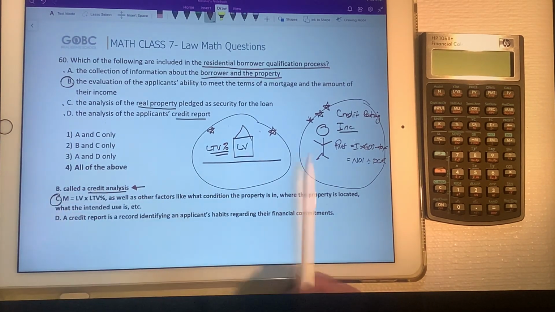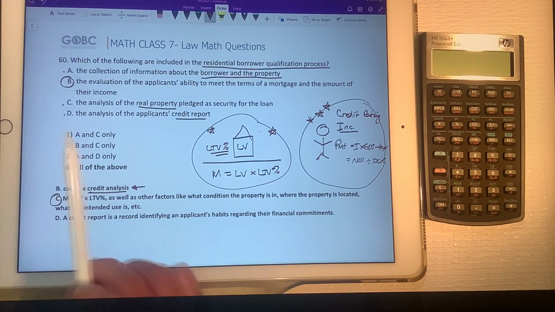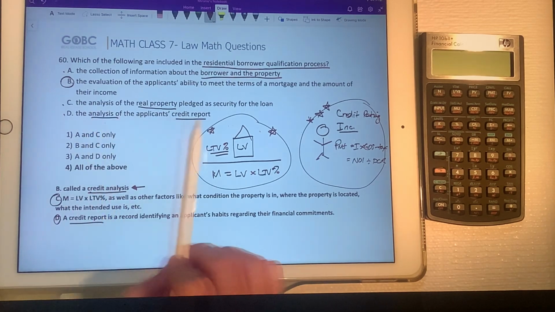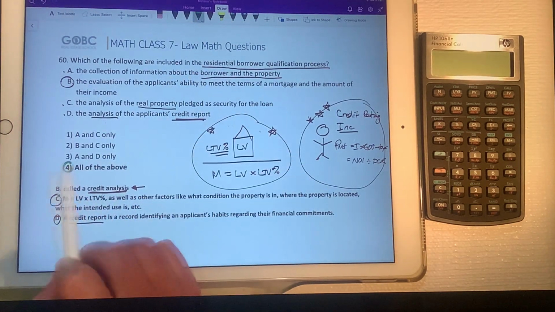Like we said, we're going to use the formulas that we've got going on for both of these sides, for both of these criteria, constraints is what we call them. And then this is the credit report here. And the analysis of the credit report, again, is talking about the credit analysis. So it's just a few ways to say all of the same stuff, really. That's why the correct answer is all of the above.